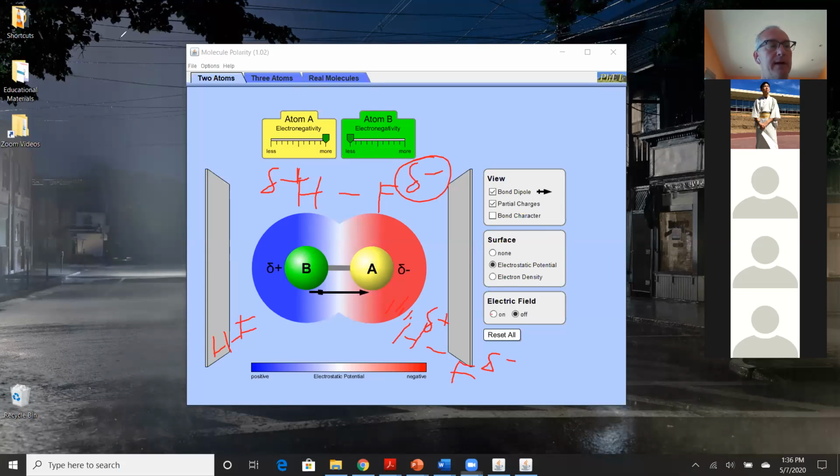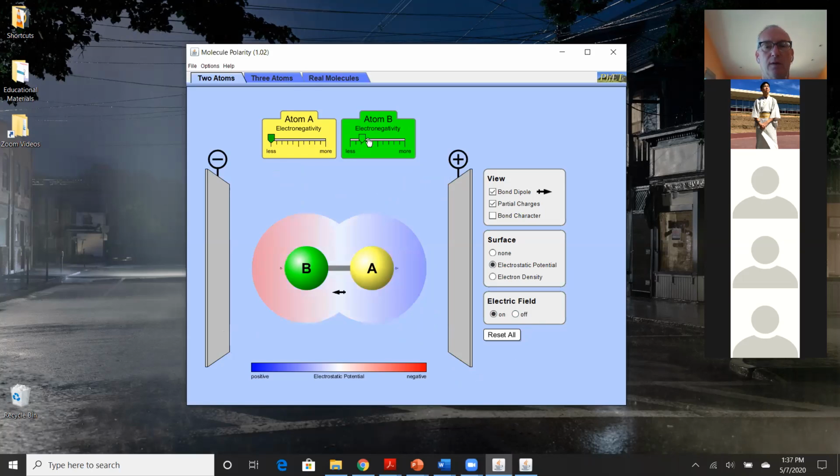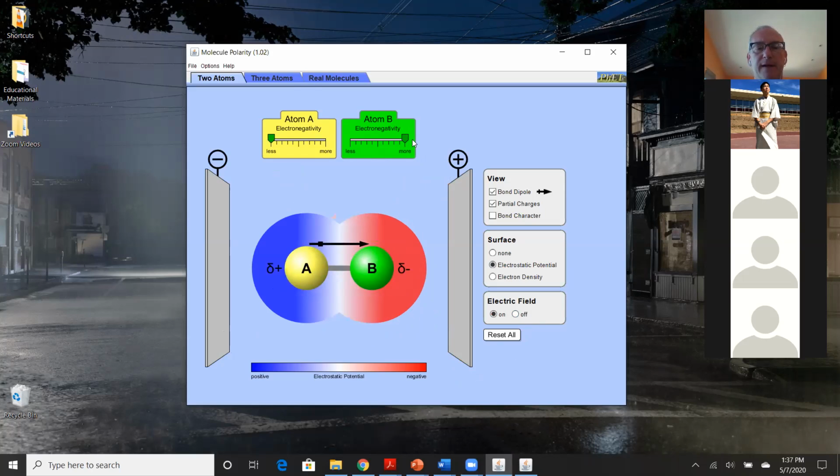Oh, wait a minute, mouse back. It will align itself with the electric field. Let me switch them around. You see that in an electric field, the partially positive side is going to align itself with the negative charge because positive and negative interact, and the partially negative side is going to interact with the positive pole over here.